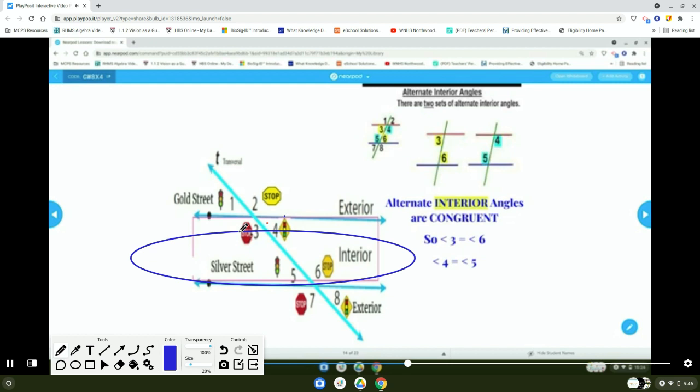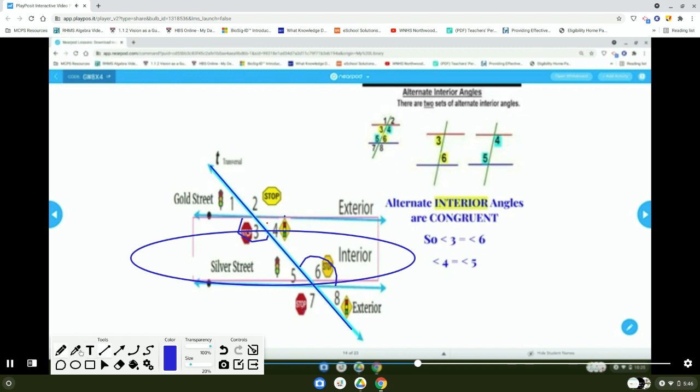Angle 3 is playing tag with angle 6. They are alternate, but they are on the inside. That's the difference. They could be alternate and be on the exterior. That will be 2 and 7, hiding behind the transversal line. 2 and 7, so those are alternate exterior.